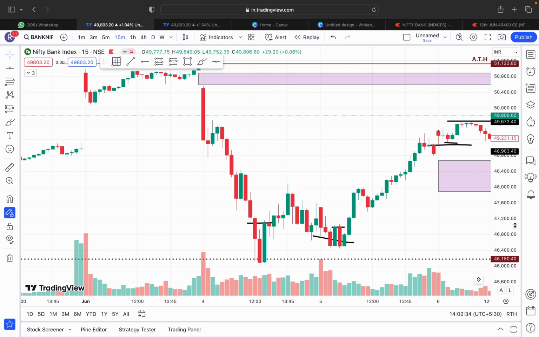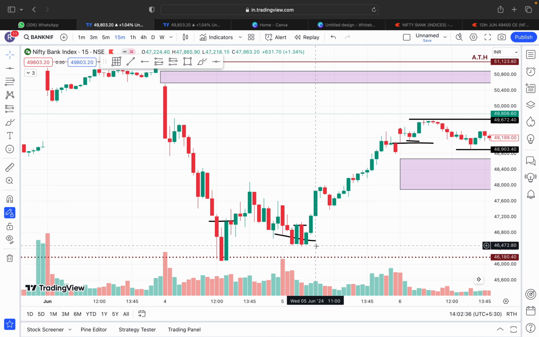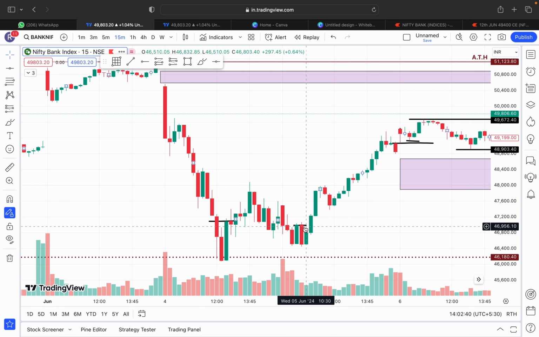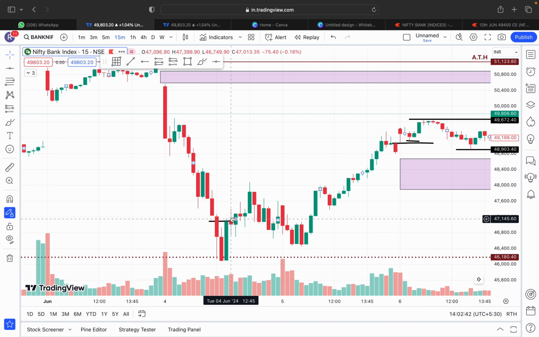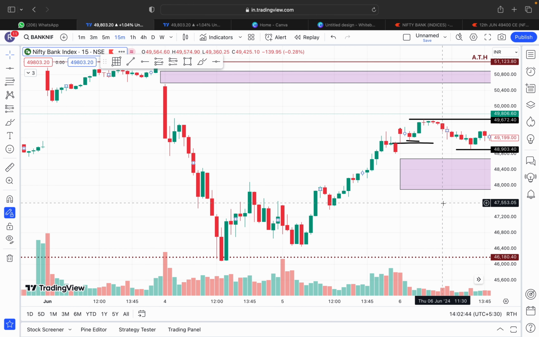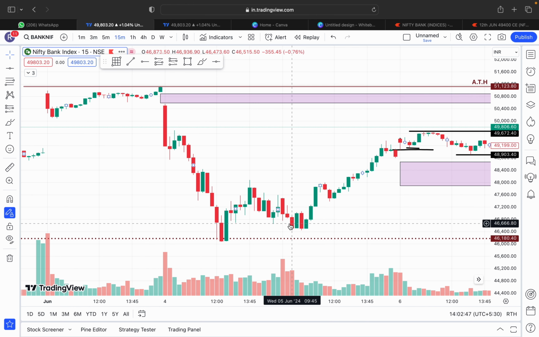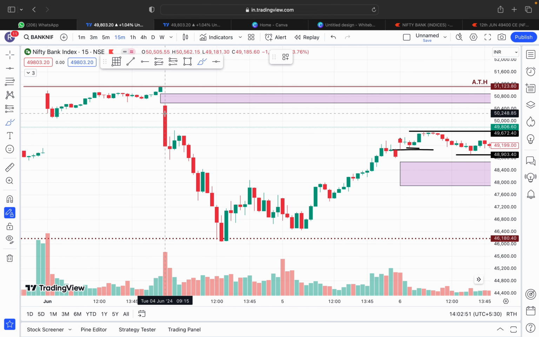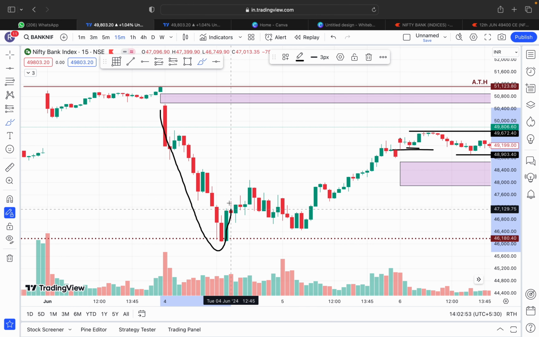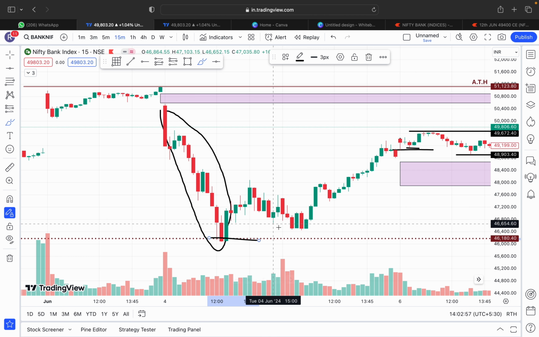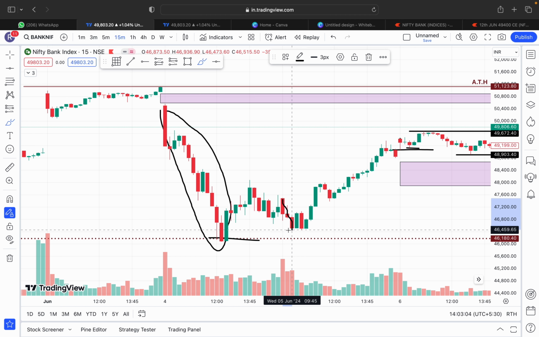So let's look at the previous day also. So let's see here. This is 5th of June. The previous day, the market gave a huge move towards the downside and took support right here. And the next day, the market opened kind of flat here and then started going towards the downside, right?